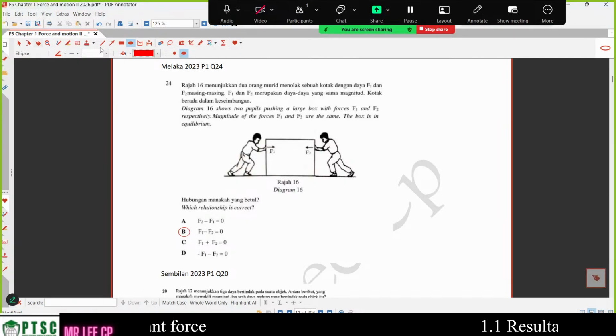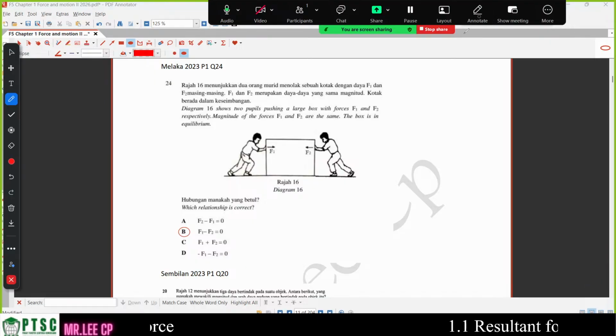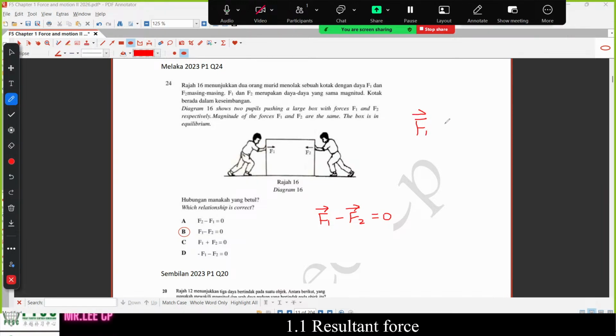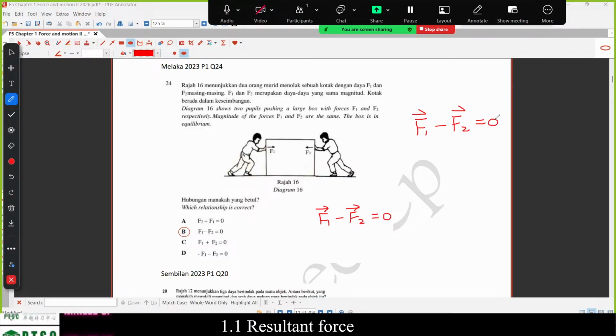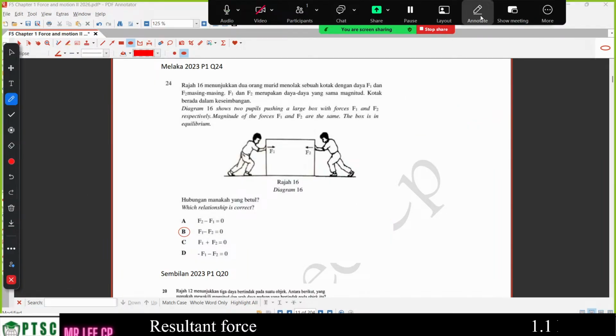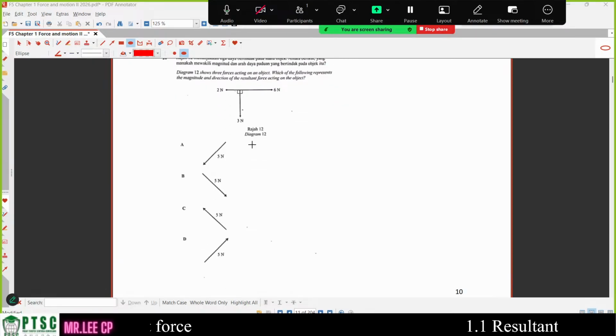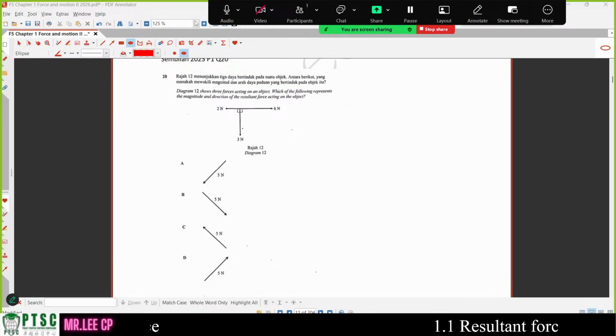So the correct way to write it, I tell you first, is F1 vector. You can write F1 minus F2 is equal to 0 vector. Or this way, F1 here, like that also can. They didn't write the vector. I said this question is not so good, but anyhow, still can answer. This one I haven't really done, but never mind, we try to answer.